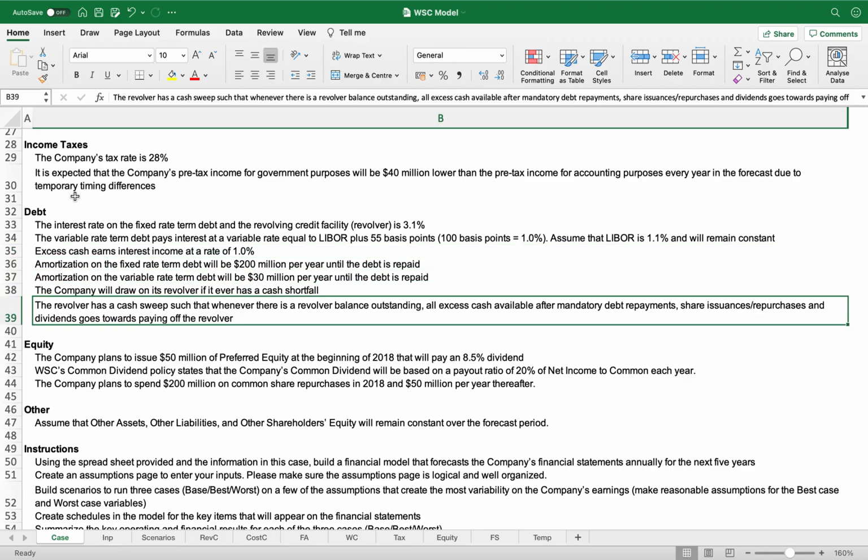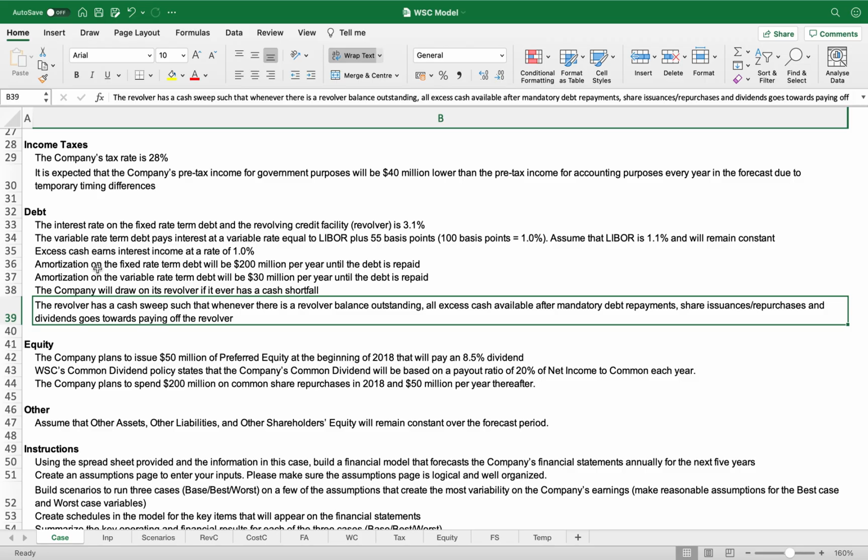Okay. Last point, the revolver has a cash sweep such that whenever there is a revolver balance outstanding, all excess cash available after mandatory debt repayments, share issuance repurchases, and dividends goes towards paying off the revolver. That means whenever the revolver has an outstanding balance, that means you are yet to pay on your revolver facility. Then if you have excess cash, the first thing that you will pay off is the revolver facility. Okay, fair enough. So that's my debt assumptions.